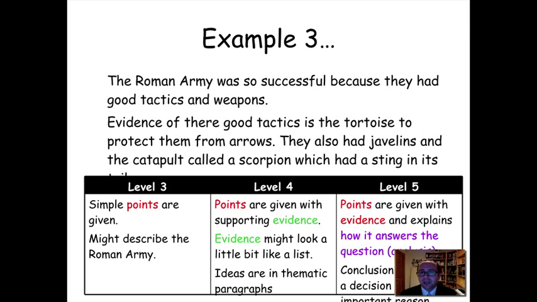Now, in this, again, there is clearly a point, a clear start to this particular paragraph. The army was successful because they had good tactics and weapons. Evidence to support this, well, there's several examples. Good tactics, the tortoise, and various weapons that they used. There is not, however, any clear analysis. The student fails to explain why this led to the Roman army being so successful.